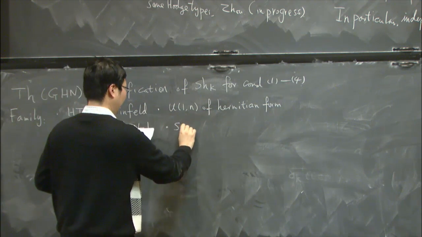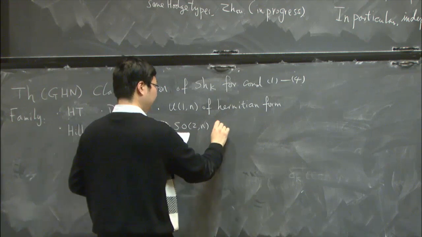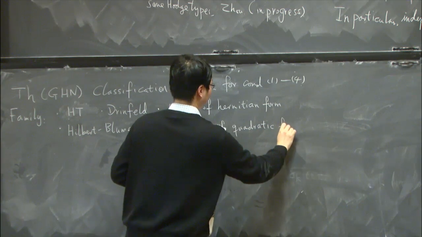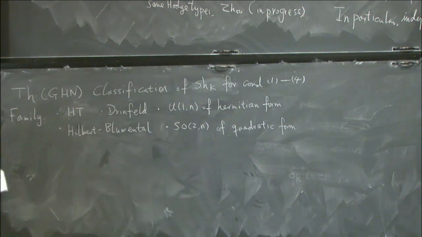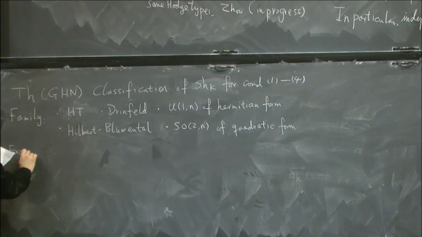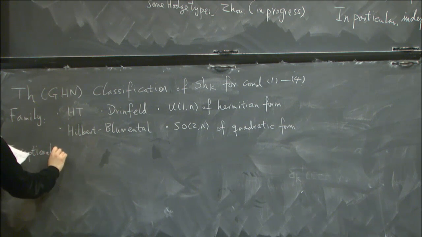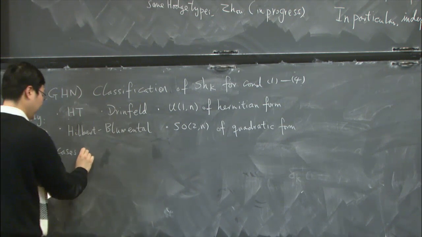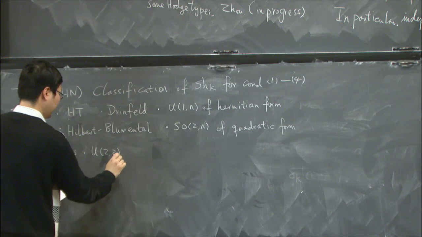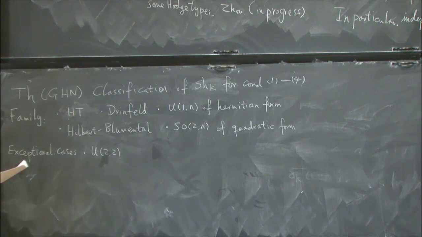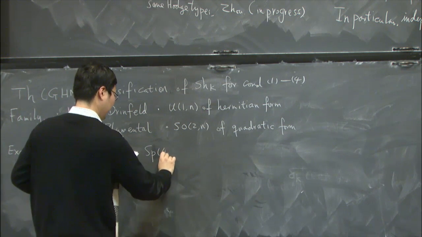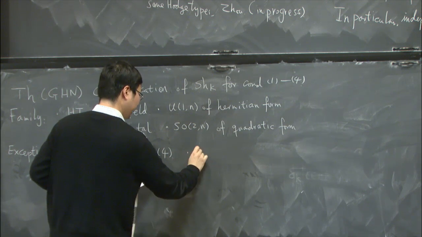And then we have this SO(2m) of quadratic form. So these are just those families. And also we have a few exceptional cases. So we have this U(2,2), unramified and ramified. And we also have Sp4. And also we have a few others.